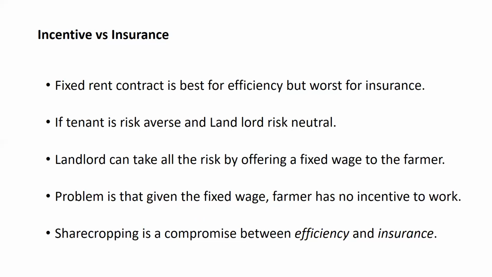And so when you have rent, all the risk goes to the tenant. When you have a fixed wage, now all the risk goes to the landlord, who maybe has a lot of different plots, so he doesn't care, he's risk neutral, but it provides, again, pretty bad incentive, because if you get a fixed wage no matter what you produce, you're not going to work very hard. And so sharecropping is somehow a compromise between efficiency, of how much you produce and providing incentive for the tenant to work hard, and insurance.